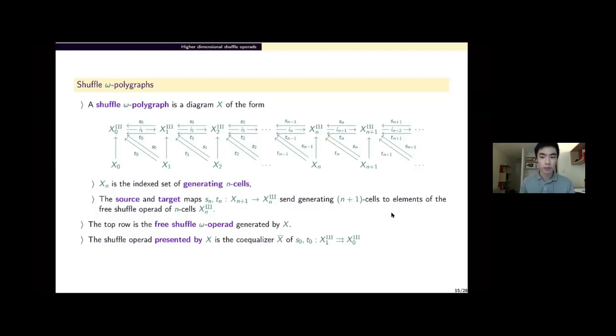And if you're familiar with cellular complexes or CW complexes, you can think of it as when we glue an n+1 cell by specifying its boundary. Here, instead of a boundary, we have a source and target. And then for each of these generating n cells, we have the associated free shuffle operad of n cells. And this top row is exactly the free shuffle omega operad generated by x. So it is by construction a shuffle omega operad. And the shuffle operad presented by x will be the co-equalizer of these two morphisms. And we can see this exactly as saying it is the operad with a certain number of generators satisfying a certain number of relations, where the relations say source equal to target.